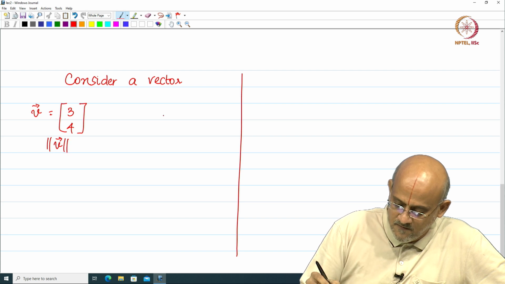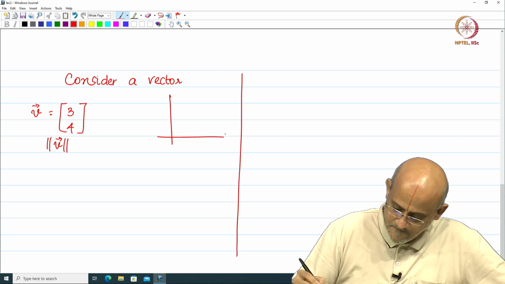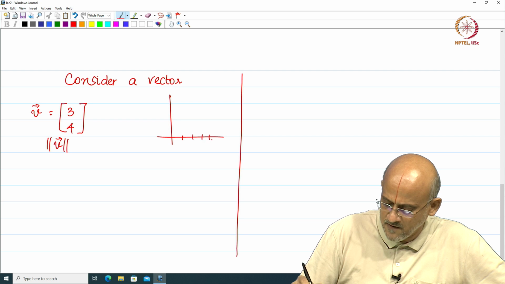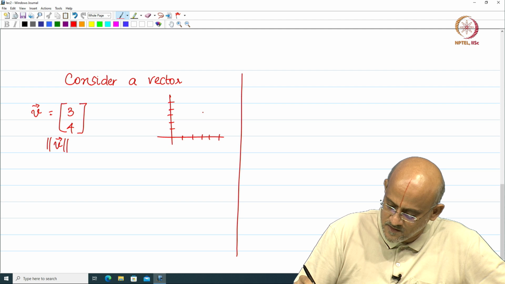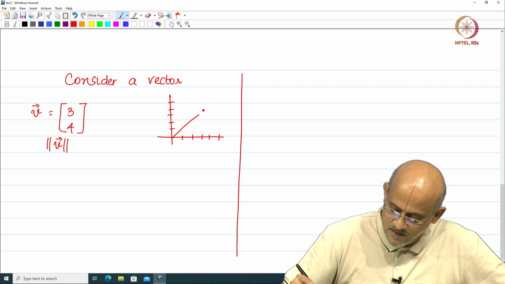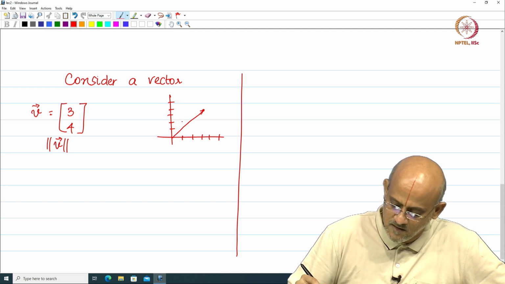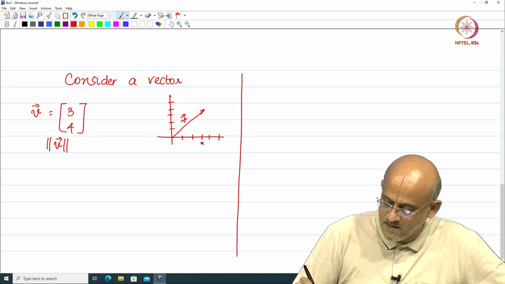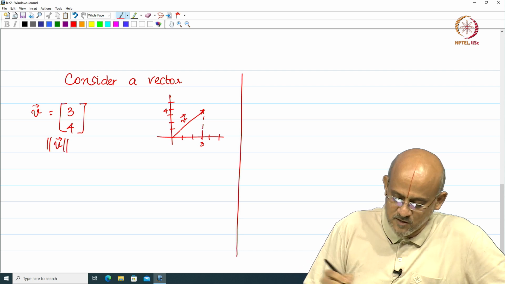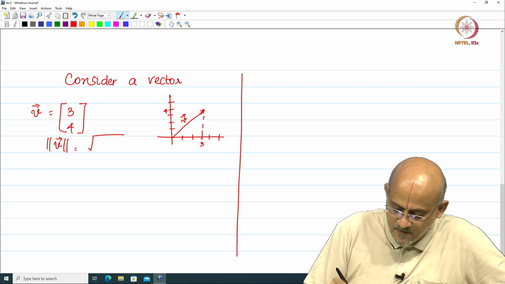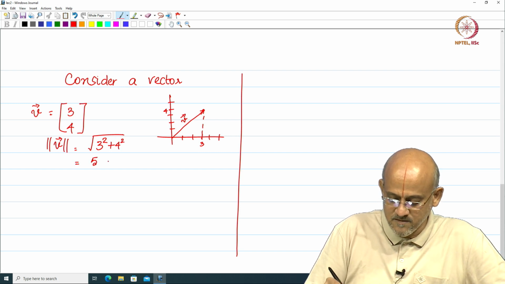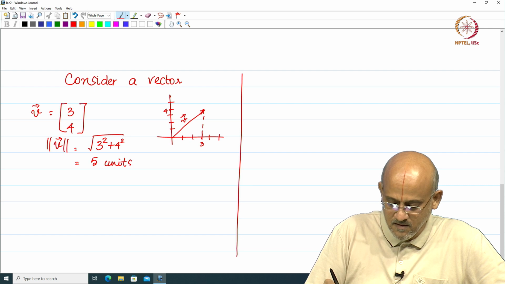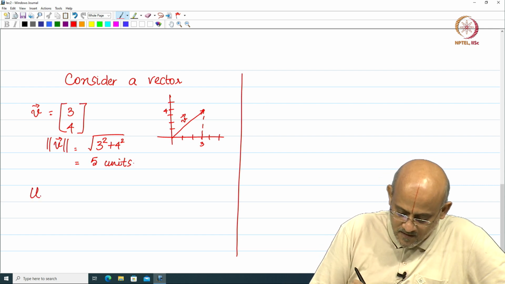Let us first figure out how that looks geometrically. 3, 4 is a vector which is going to be here, that is going to be the 3, 4 vector v. I have 3 here and 4 over there. Now, we again use the Pythagoras theorem: this is the square root of 3 squared plus 4 squared, and that gives me 5 units, right.